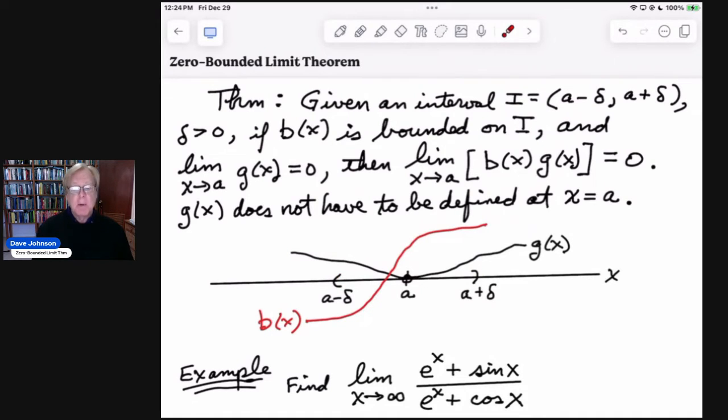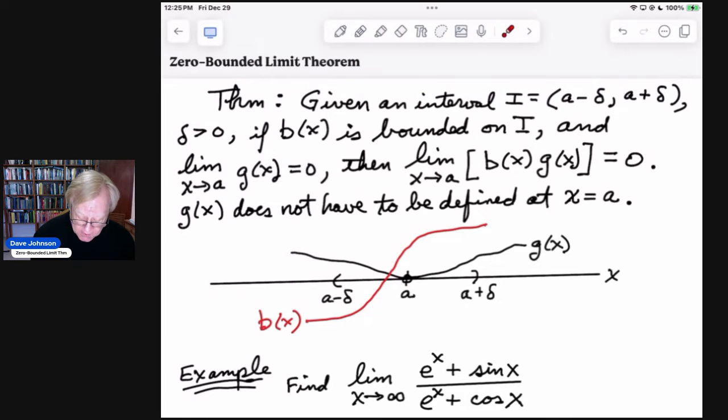Delta is just some, usually small, quantity. In this case, delta is greater than 0. So anywhere from a minus delta to a plus delta. Here's a. So given that interval, let's define a function b of x and say b is bounded on I. Now, what does bounded mean? Well, it means that the function doesn't go to, say, positive or negative infinity on the interval. It doesn't even have to be continuous, I believe.